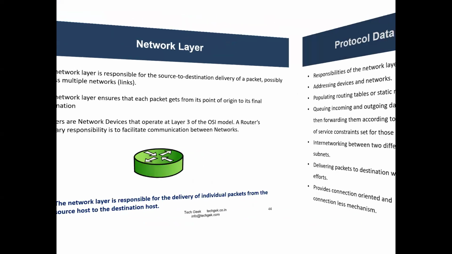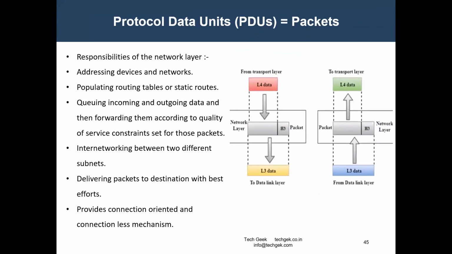So, in a very simple way, the PDU is called a packet when we are talking about the network layer. It is responsible for addressing the network devices, populating the routing tables, and also queuing the incoming and outgoing data and forwarding them according to the quality of service constraints for those packets. Now, what do you mean by that? Queuing incoming and outgoing data and forwarding them according to the quality of service.